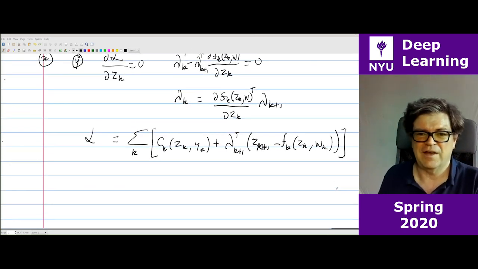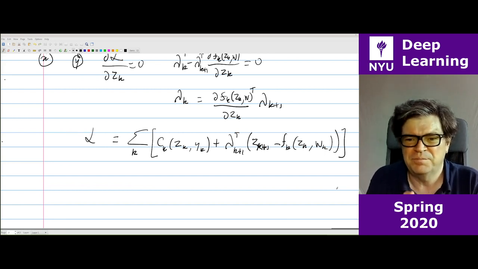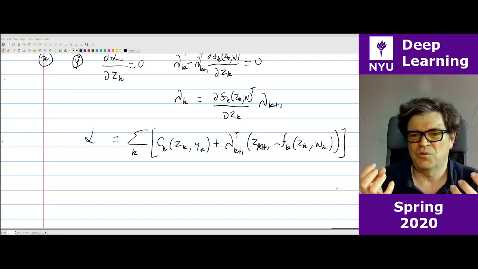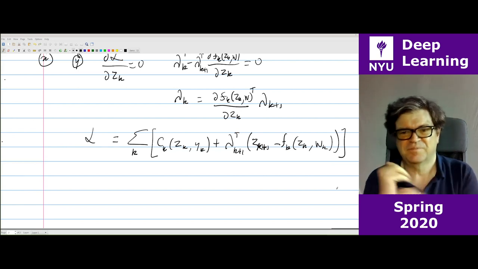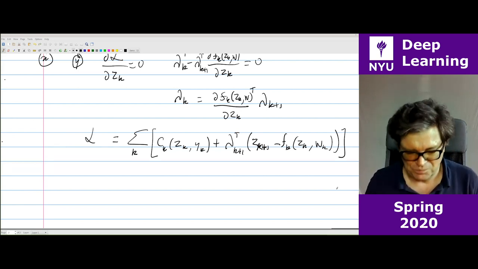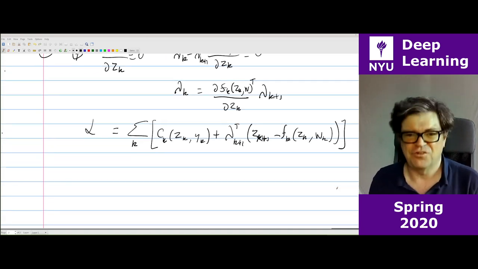Now, in classical mechanics, the lambda variable is actually the momentum. So Z is the position variables, and lambda becomes the momentum. So the second term becomes basically the kinetic energy, or the negative kinetic energy more specifically. Anyway, this is just an aside.